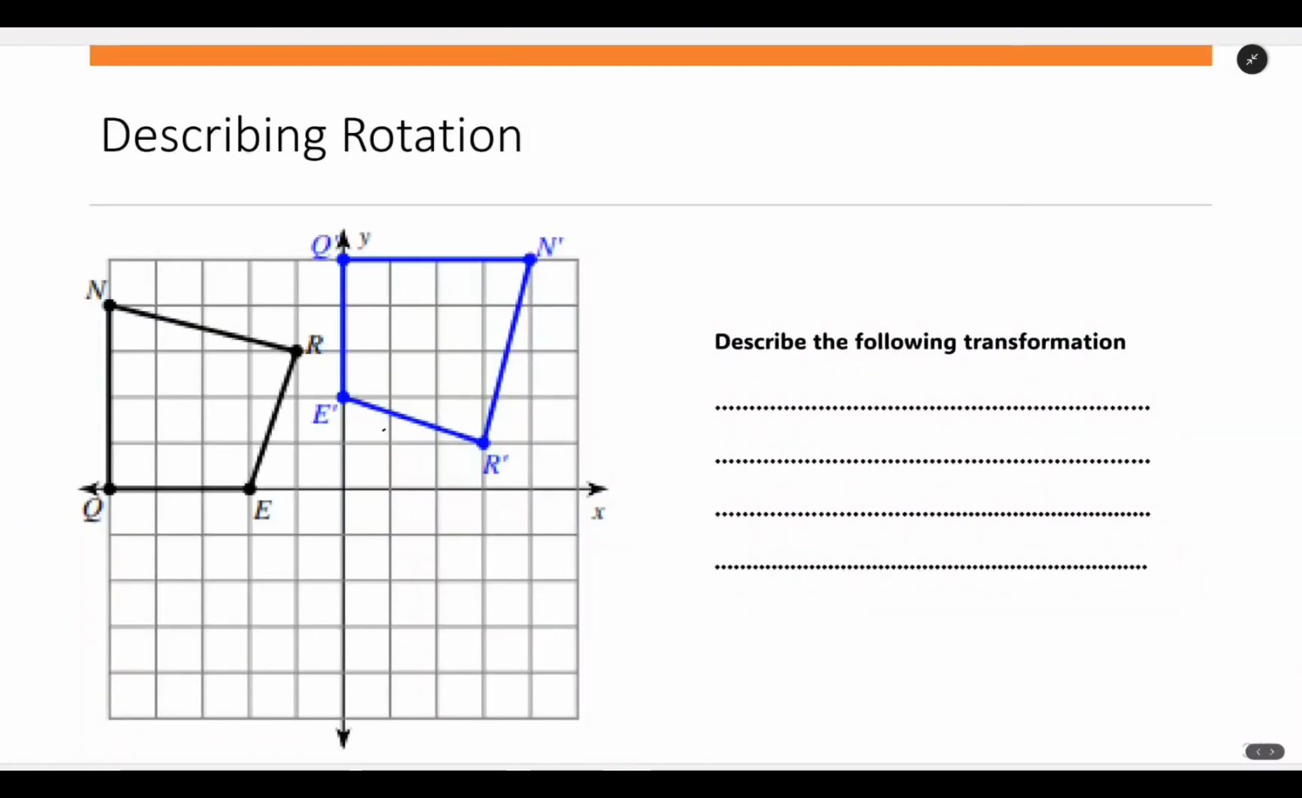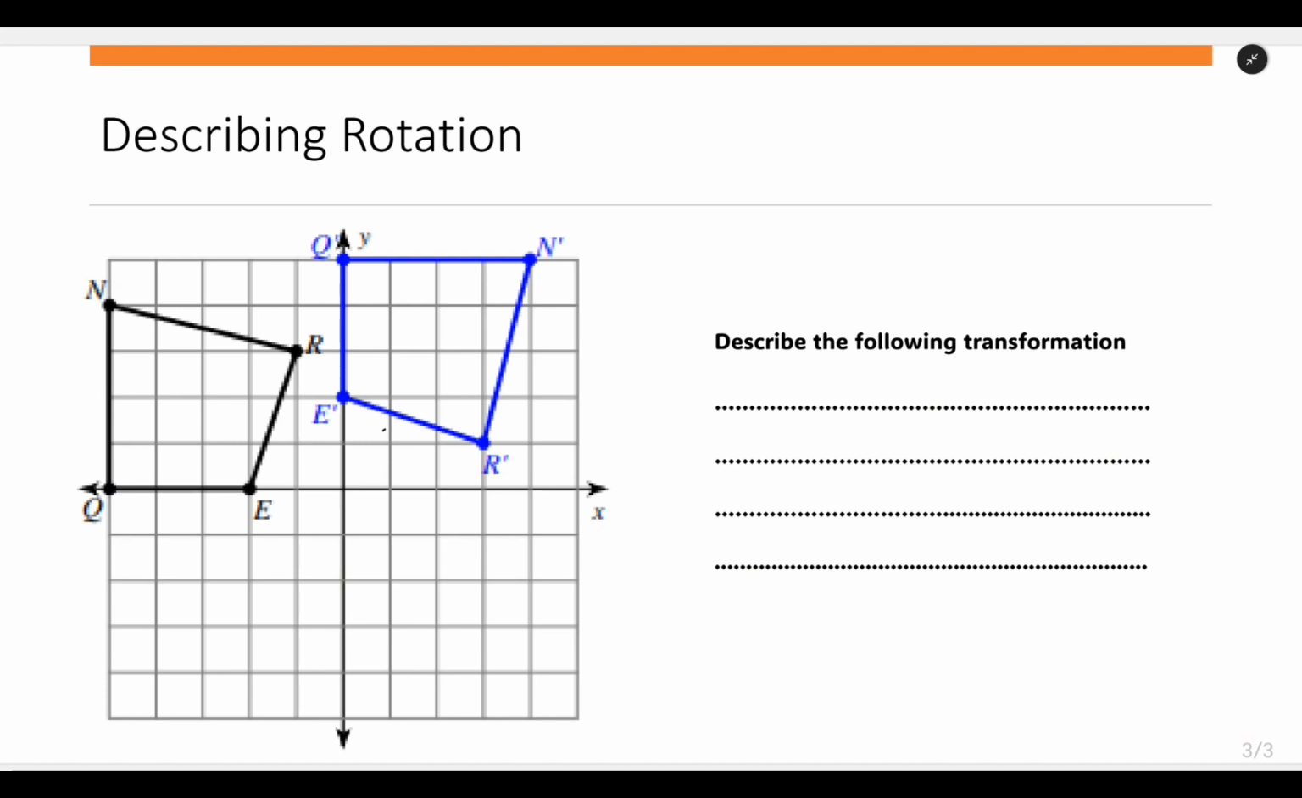So we have the quadrilateral NREQ, and it rotates onto Q prime, N prime, R prime, and E prime. And you want to describe this transformation. Well, we know it's a rotation since we're looking at rotation. Most times the center of rotation happens about the origin. Most times in CSEC, most times than often. So we'll rotate the shape about the origin. So that would be the center of rotation. We already have one part there. The center of rotation is the origin.